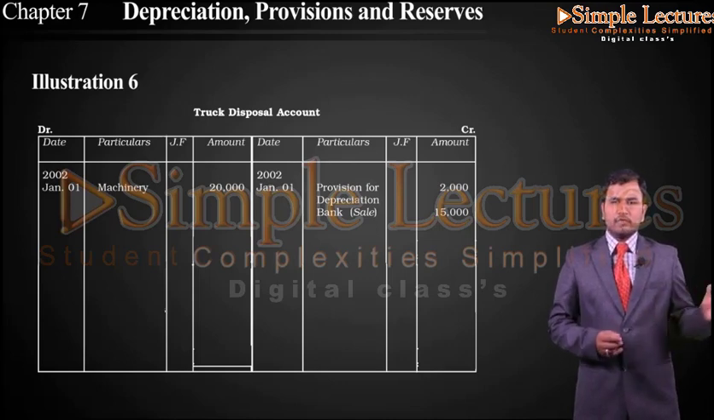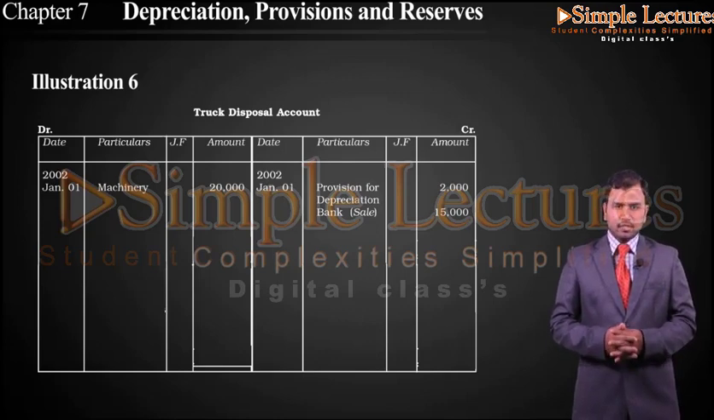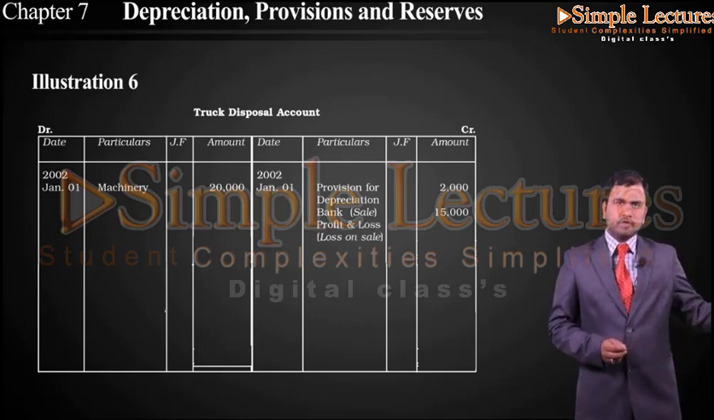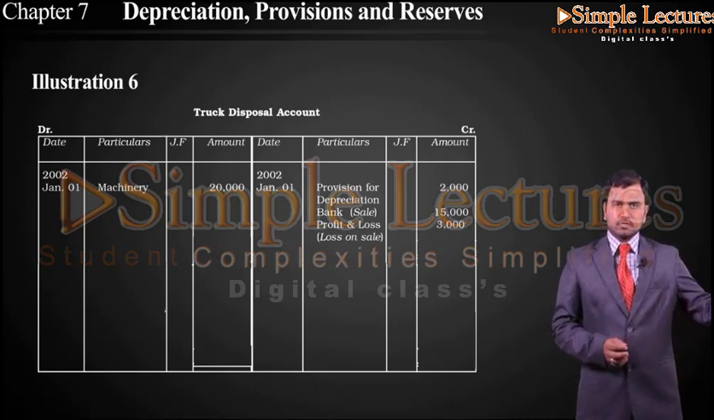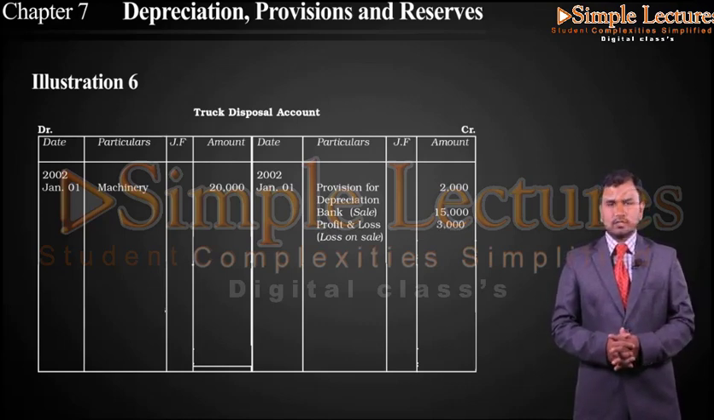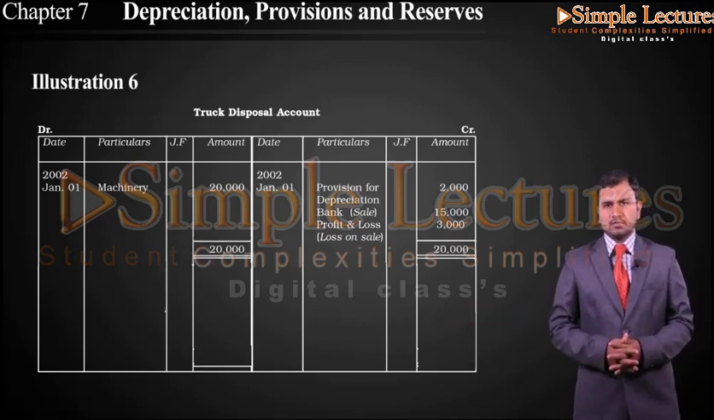So again we are going to show the profit or loss on this particular sale. We have a loss that will be shown again in the credit side on the same date, profit and loss, in bracket loss on sale of asset, 3,000. Then we are going to consider the total for both the sides. It was 20,000 and 20,000.